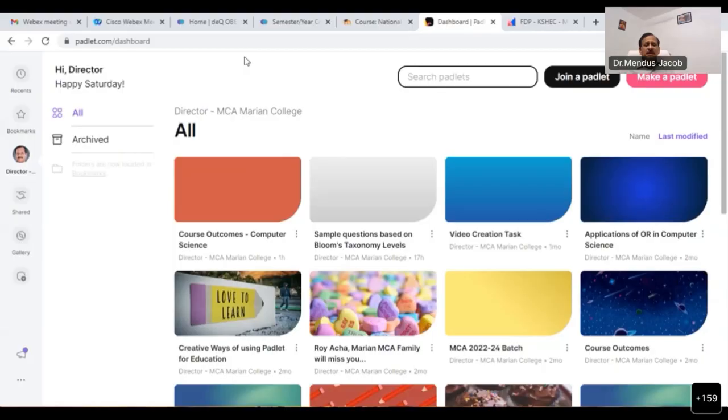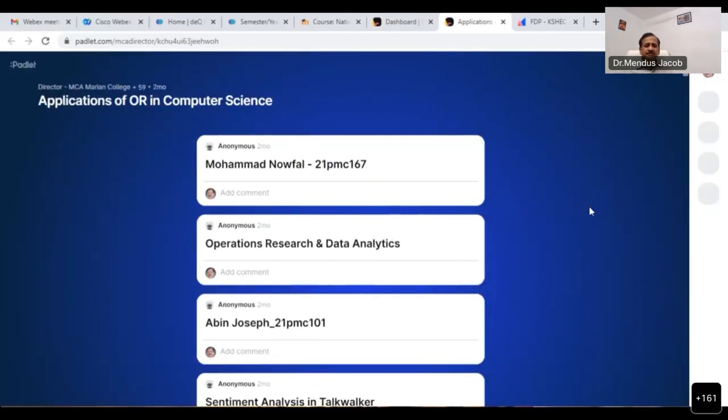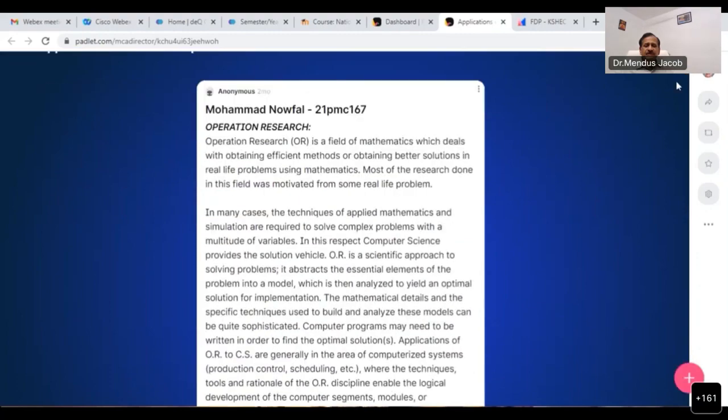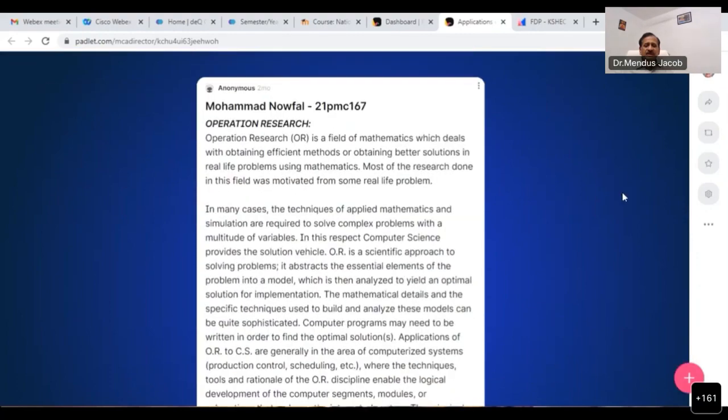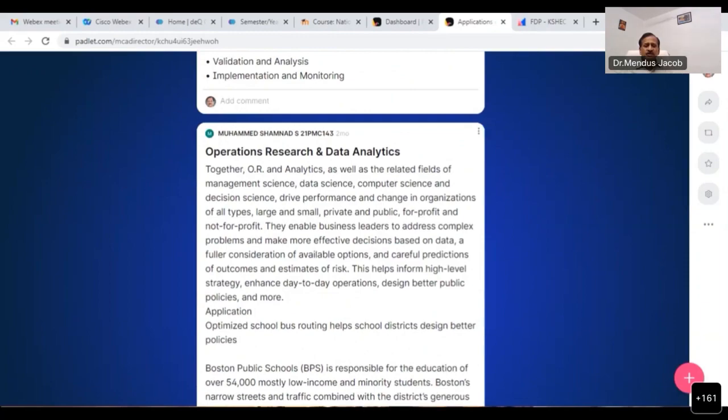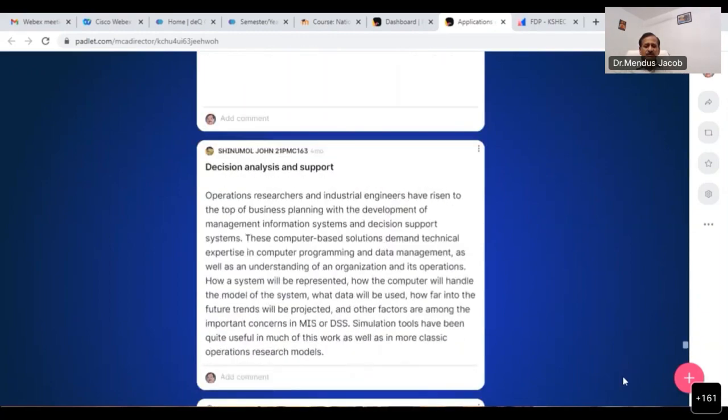This is actually a Padlet. I think now you are familiar with the Padlet. It is there in the LMS, and most of you have posted questions or your course outcomes and different questions in the Padlet. I'll give you an example of an activity. This is an example of an activity I give to the students when they start studying operational research.